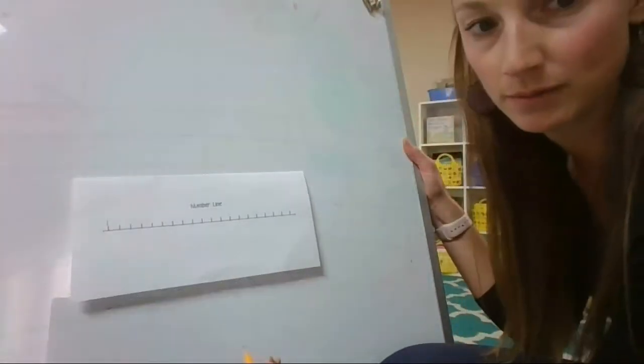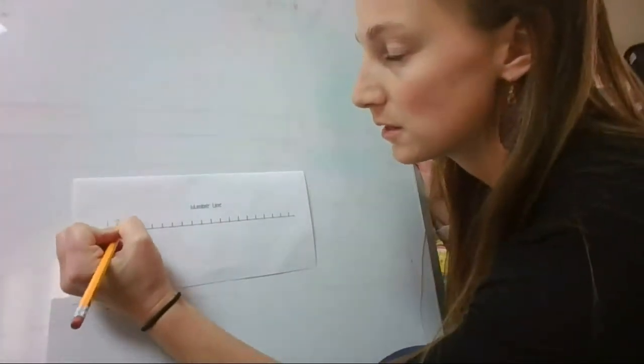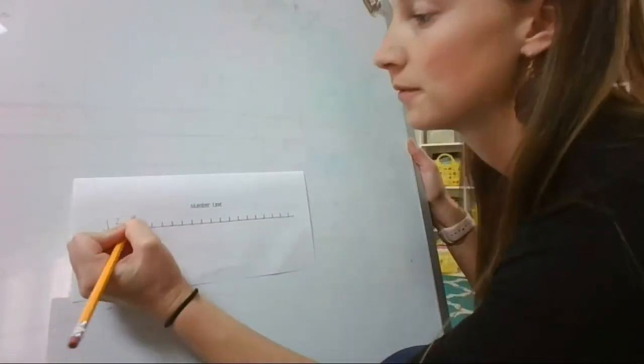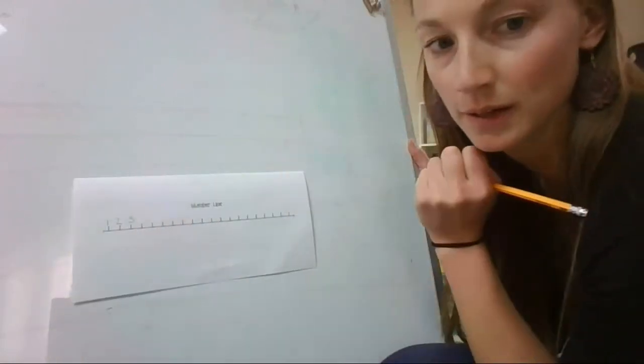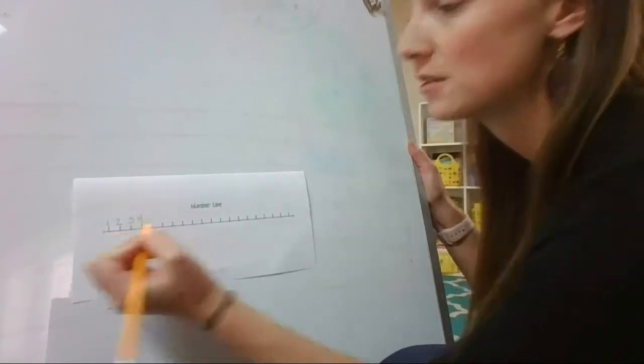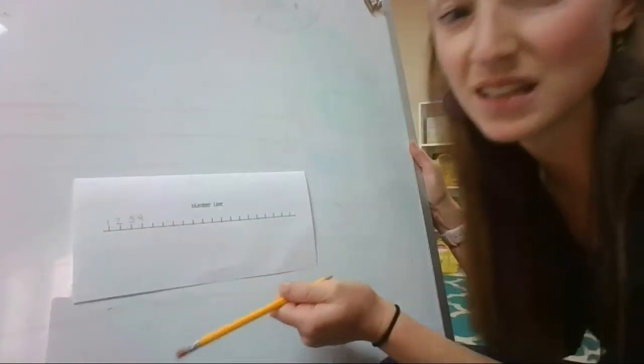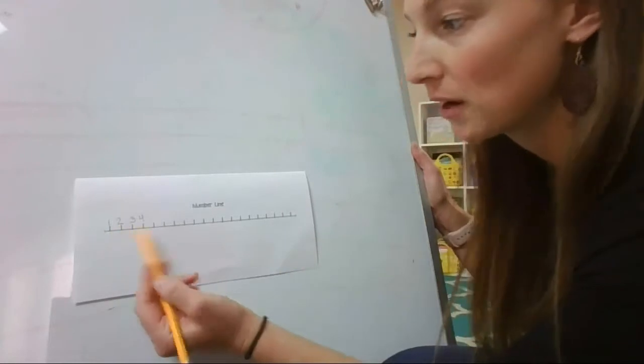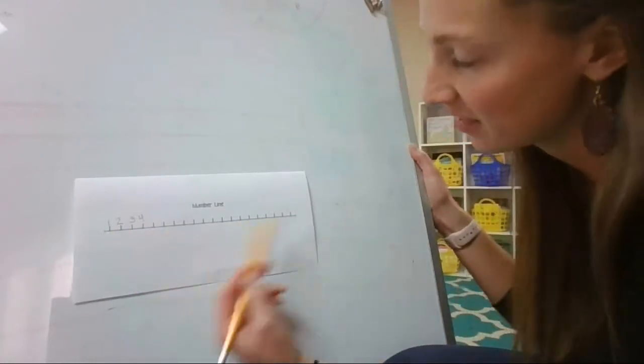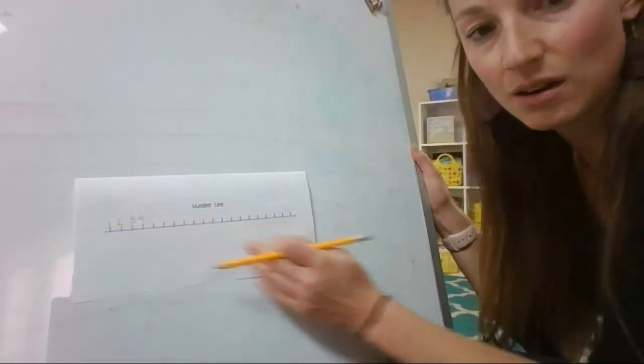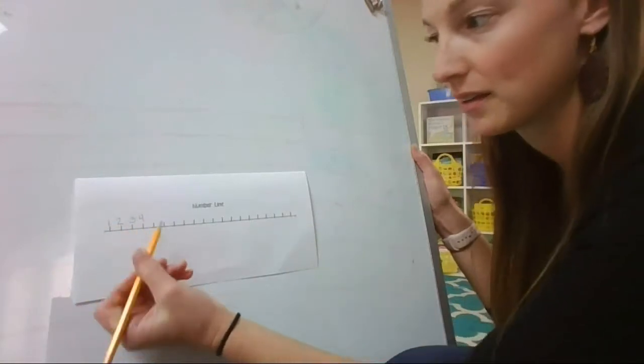1, 2, 3, 4. Do you notice that numbers on a number line stay in order? We're not putting a 1 over here and then a 5 and then a 20. We're staying in order. That's how we keep track.